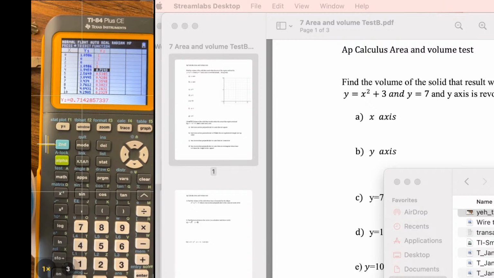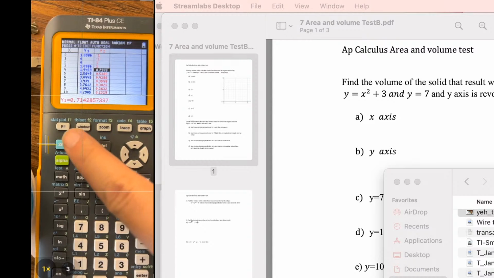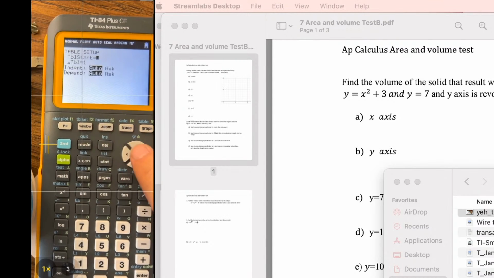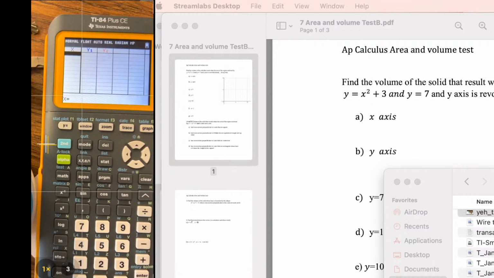Can you see the calculator screen? Okay, so what we do is we're going to go to second table set. Now, sometimes I can change this to input. So second window, when you press second window, you can change to ask. So you're going to do second table again. So this time I get to ask any value.